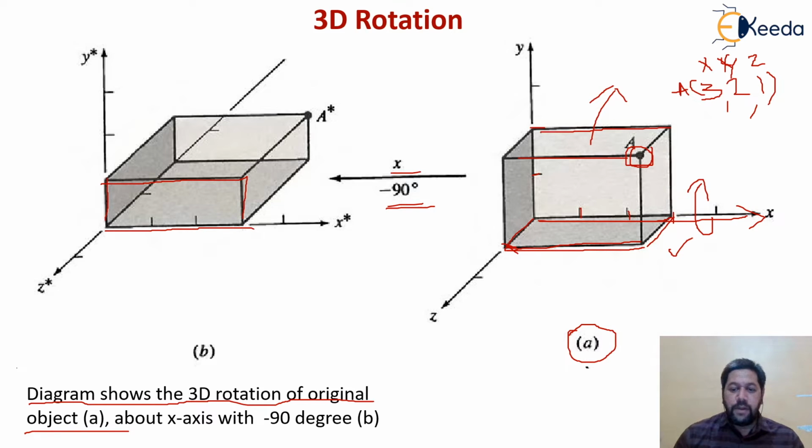The object will be moved to the back side, considering that x is fixed. Obviously, if I move it to the back side, my point A will appear here as A star. So it comes to the back side, and this was my object B after the 3D rotation of the original object about the x-axis. So about the x-axis, I have done a minus 90 degree rotation. Getting me? I'm just showing this to you as one example.